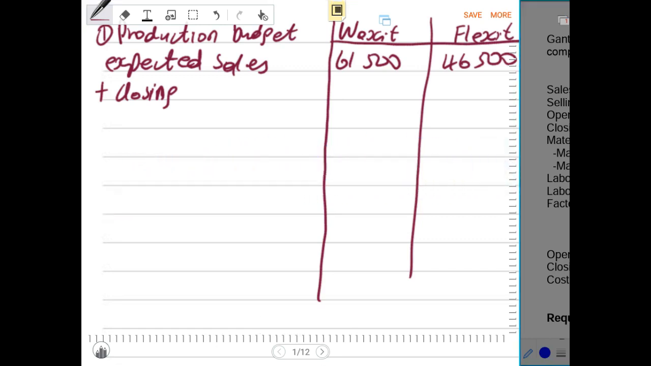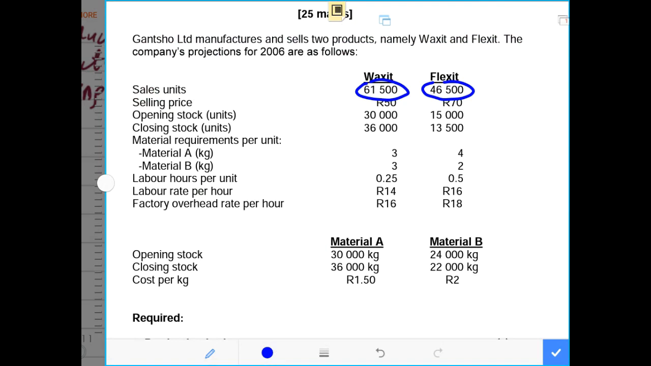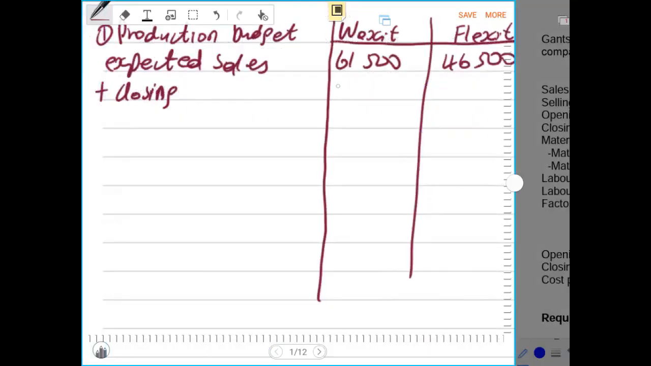So now we are dealing with the production budget of finished goods. Therefore, we'll take our closing stock, which is in units of the completed units, which is 36,000 and 13,500 for product Waxit and Flexit. Then we take the closing stock of 36,000 and we write that 36,000 and 13,500 for product Flexit. Then we draw a line. Then after this will give us what is called units required.